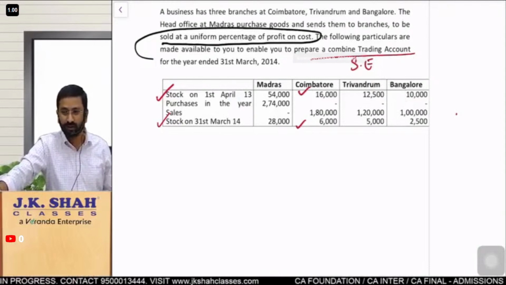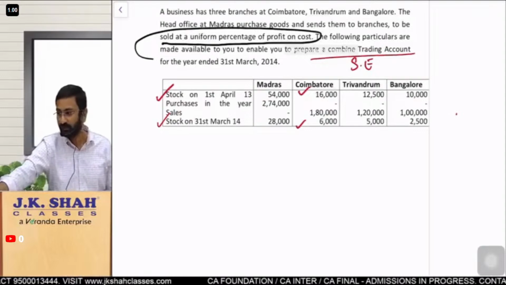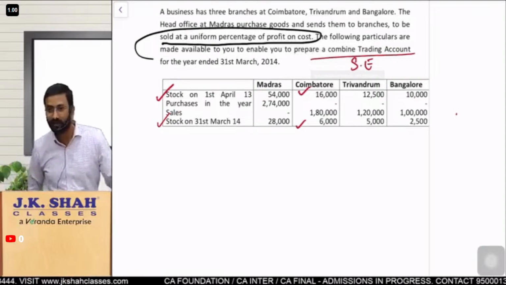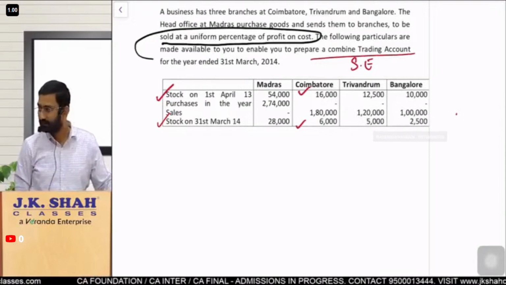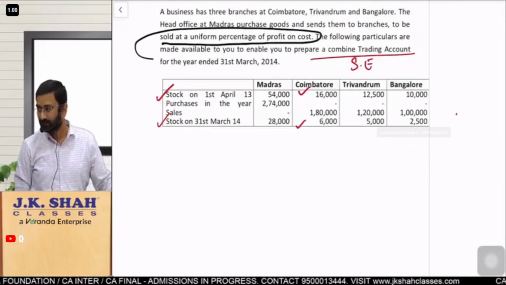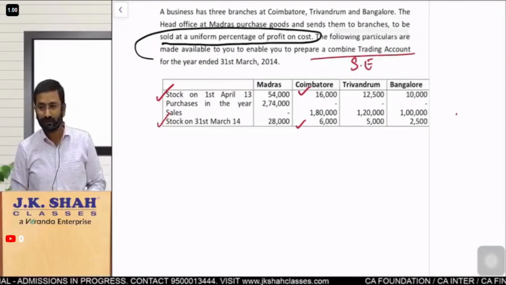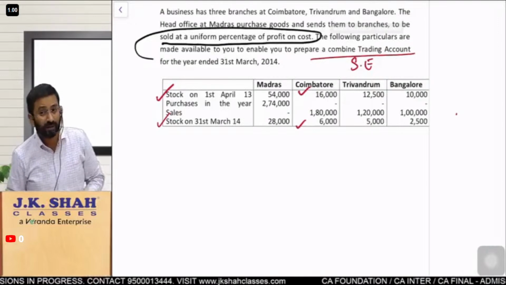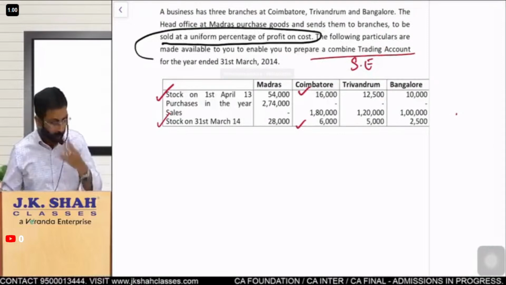So what is the first working note? Gross profit ratio, find out. Please do it. Working note 1, GP ratio. Try it. Excess profit won't be there. How much is the GP ratio, guys? 25% on, or 20% on sales. Okay. The GP ratio I want.